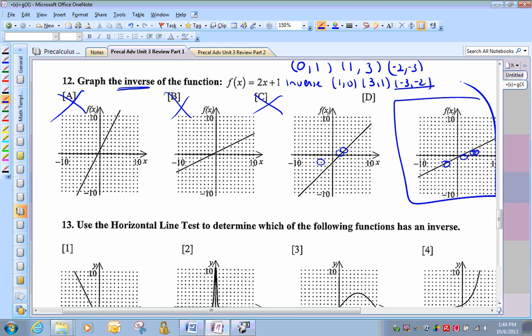If I were given a function, I'd find those ordered pairs. I would reverse their order, and I would graph these 3 points and draw my line. Now if I wanted to do it algebraically, I could make this my y and switch them out. So I could say x equals 2y plus 1 and then solve for y. So I'd subtract the 1, so I'd have 2y equals x minus 1, and I'd divide everything by 2. So I would have y equals 1/2 x minus 1/2.